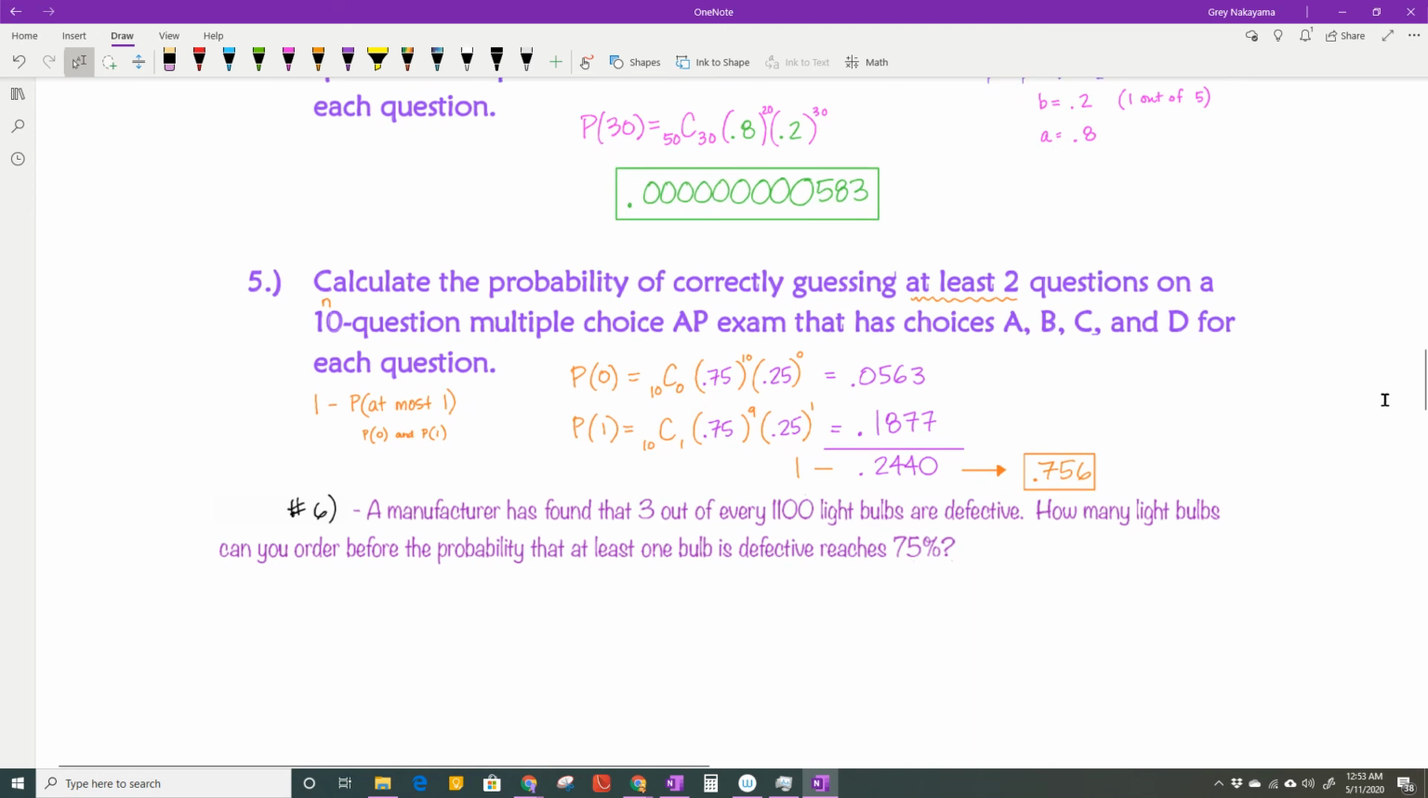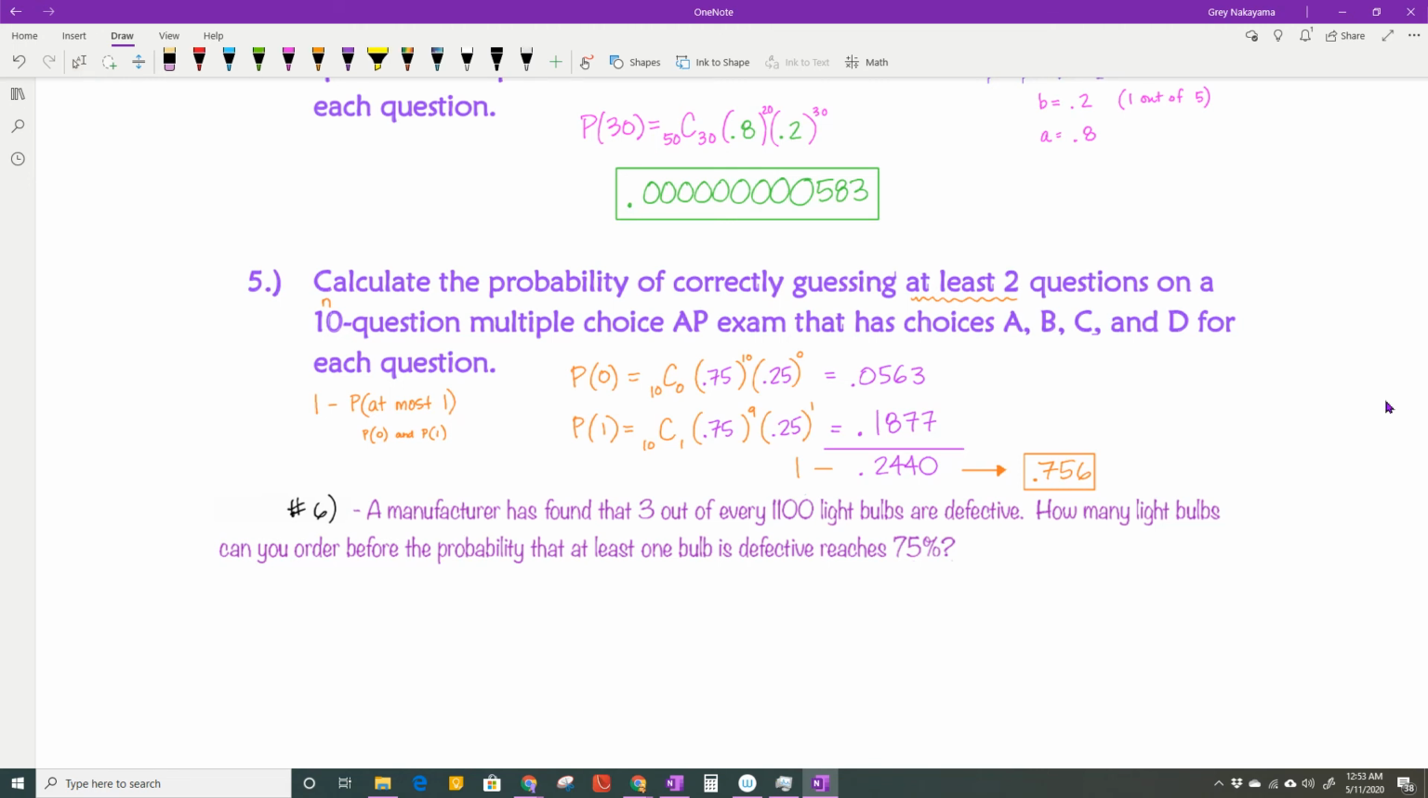Okay, last problem, and it's a doozy. So pay attention. A manufacturer has found 3 out of every 1,100 light bulbs are defective. How many light bulbs can you order before the probability that at least one bulb is defective reaches 75%? So, same type of problem. If I want at least 1, then that means I'm going to do 1 minus the probability of 0, because that's a lot less than finding 1 all the way up to 1,100.